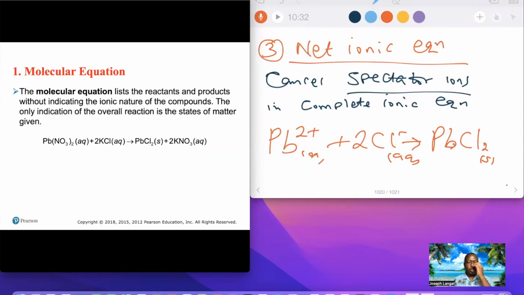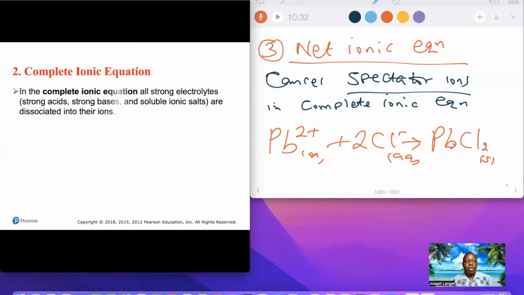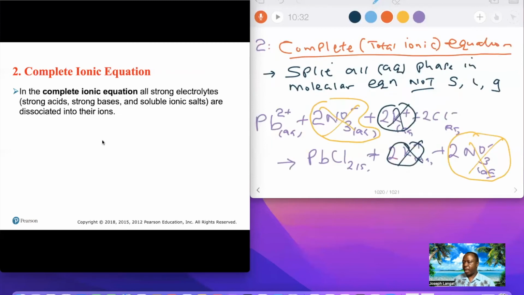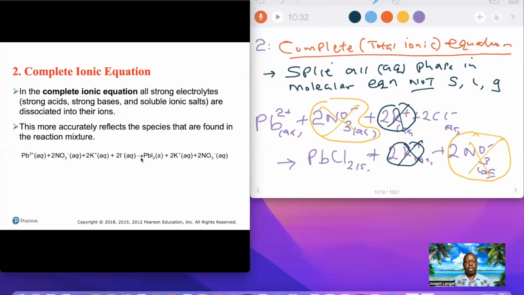Here is an example. You see this? This is what I just used, and it's not just by accident that we have a solid in here. From what? From the solubility rules. In the complete ionic equation, all strong electrolytes, strong acids, strong bases, and soluble ionic salts are dissociated into ions. That is what I meant by splitting, dissociating the ionic compound. All right, so the solid will remain just solid. We don't split that.